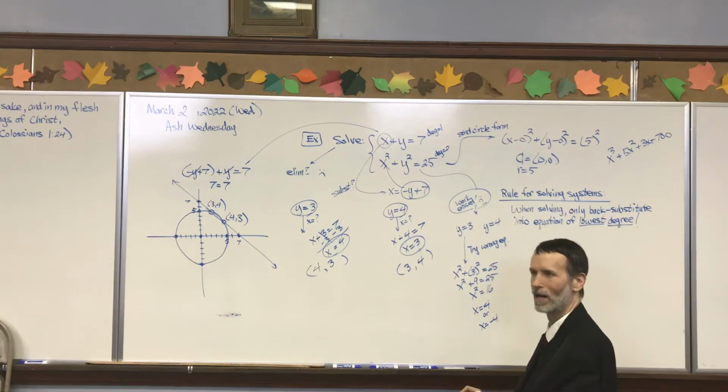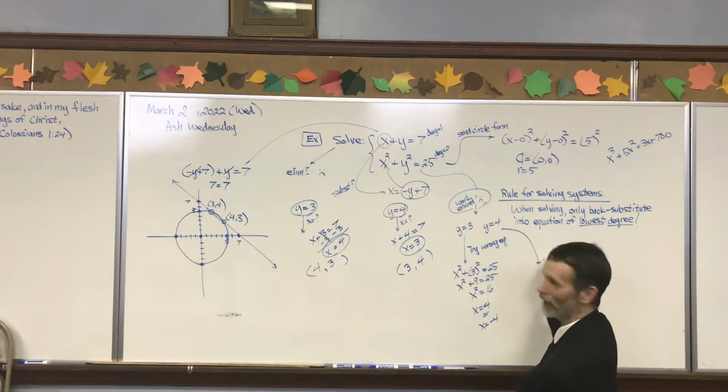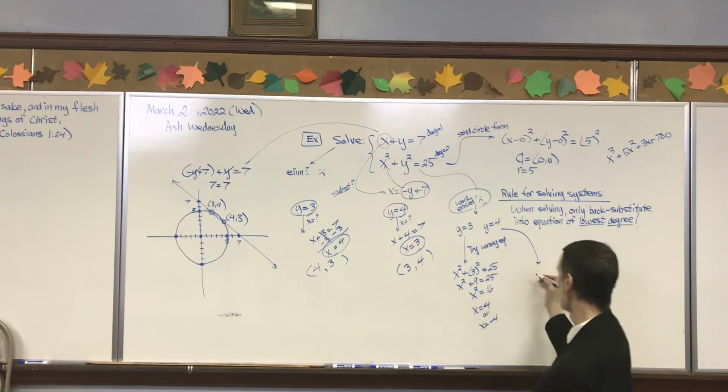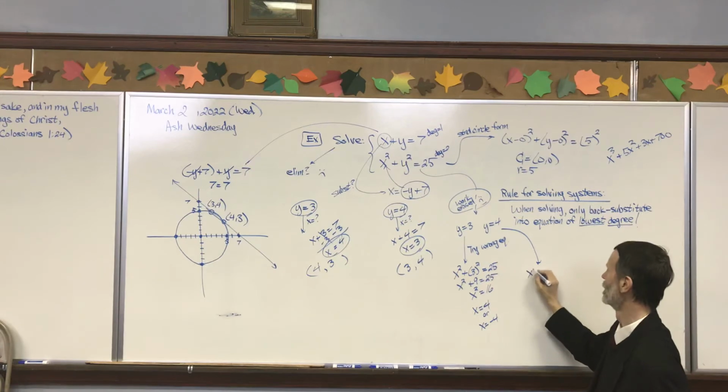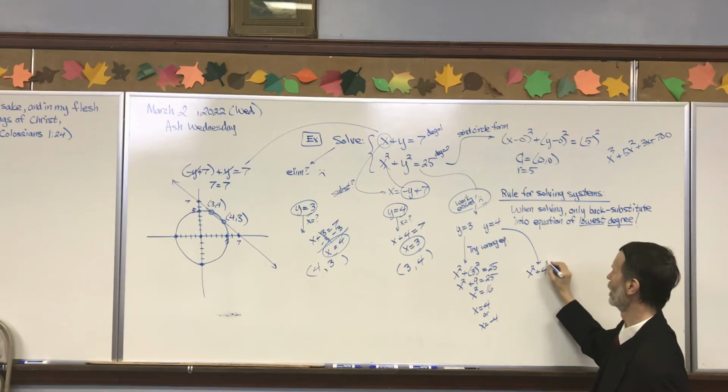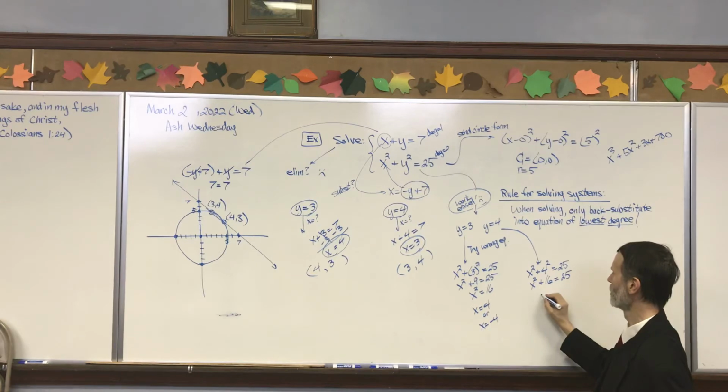Interesting. Try the other one. Let me see. Nick. Try y equals 4. What would it look like? x squared plus 4 squared equals 25. Keep going. Squared 16. 16 equals 25. Okay. Keep going. Minus 16. Okay. So x squared equals what? 9. So x equals what? 3 or negative 3. Yeah.